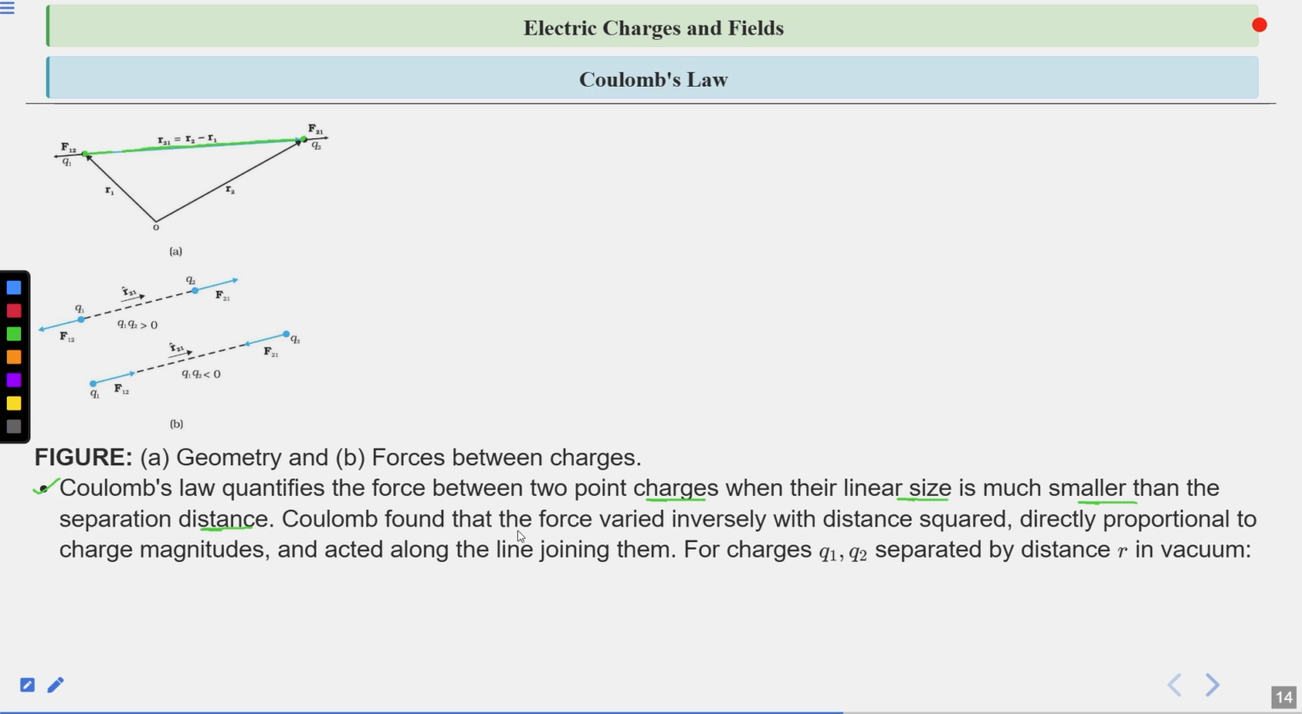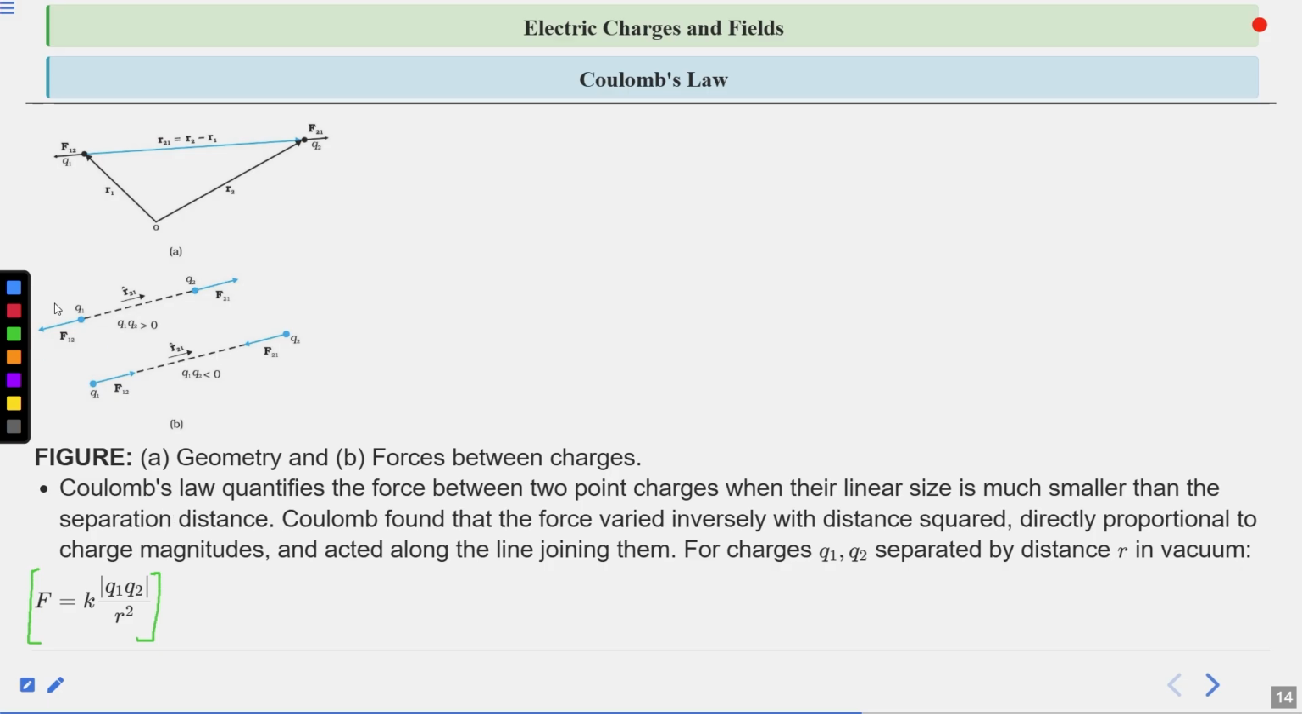Coulomb found that the force varies inversely with the distance squared and is directly proportional to the magnitudes of the charges, and acts along the line joining them. For charges q1 and q2 separated by distance r in vacuum, F is equal to k mod of q1 q2 divided by r square. This is the mathematical form of Coulomb's law.